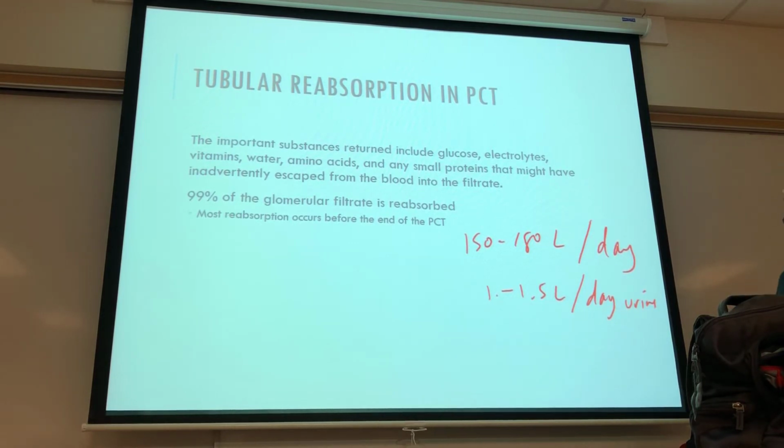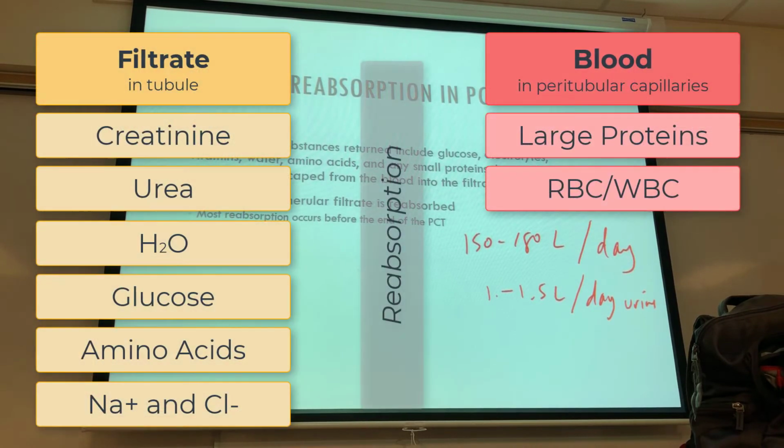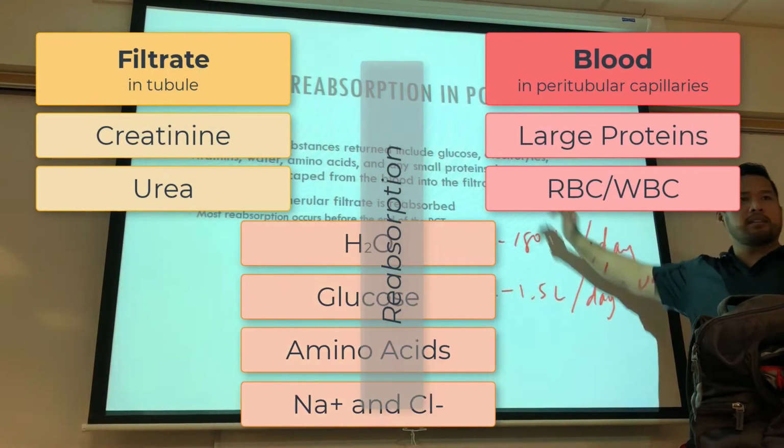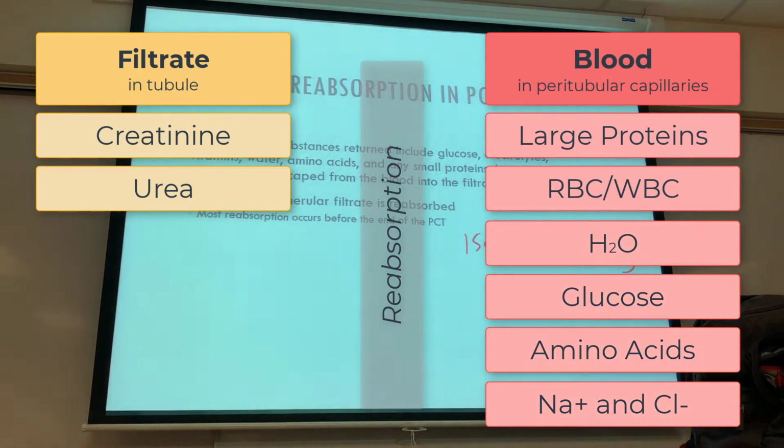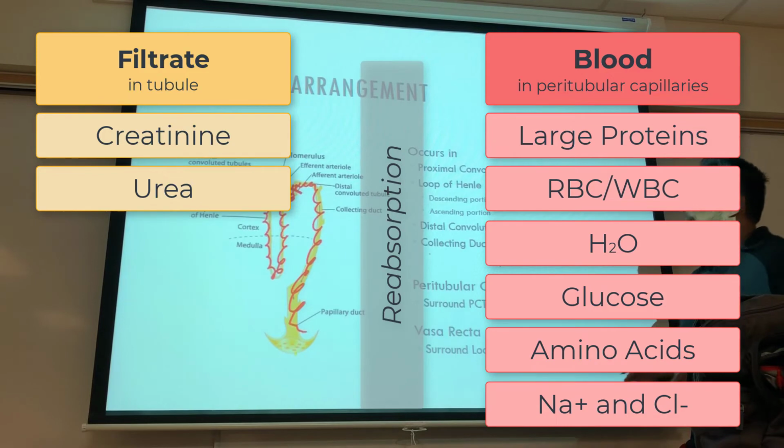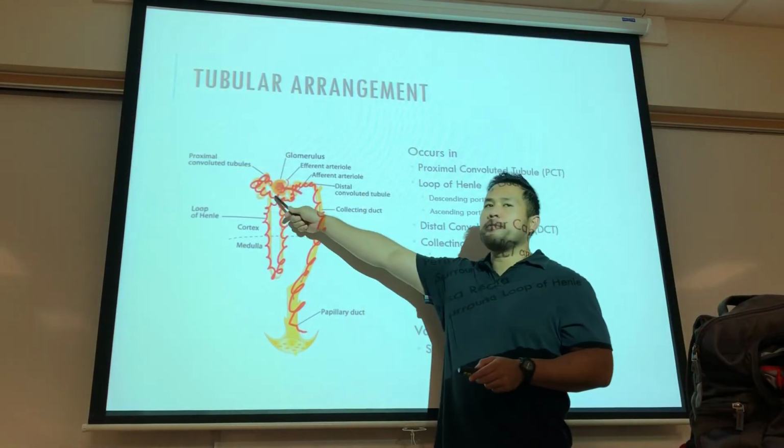And what are we reabsorbing? Again, things that were filtered out in the glomerulus. Glucose made its way through, electrolytes, vitamins, water, amino acids, and any other small proteins that made their way out of the glomerulus need to get filtered back into the capillaries. And where does most of the reabsorption take place? Right in the proximal convoluted tubule.